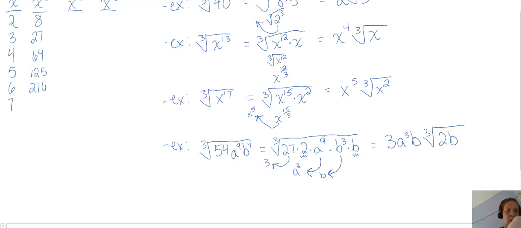So now a 4th root. The 4th root of 162 x to the 10th.